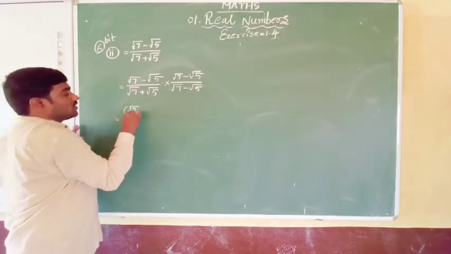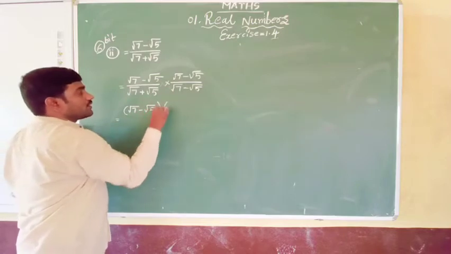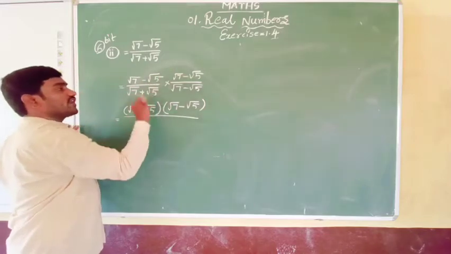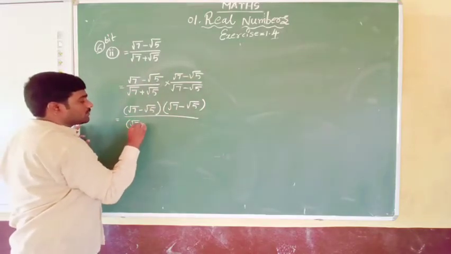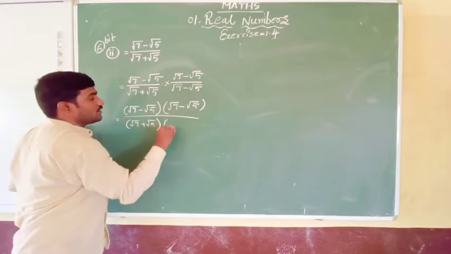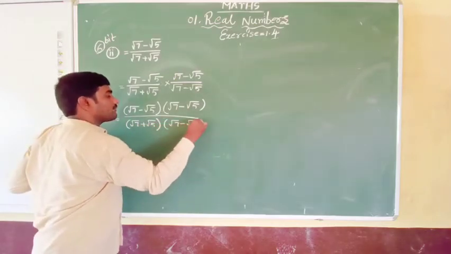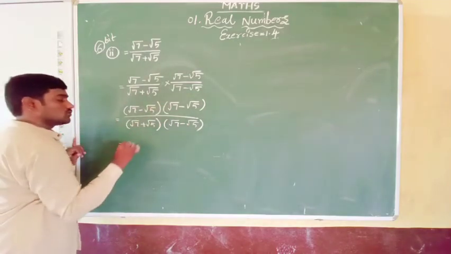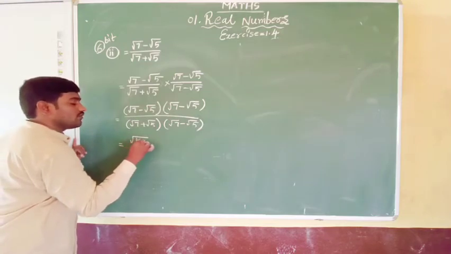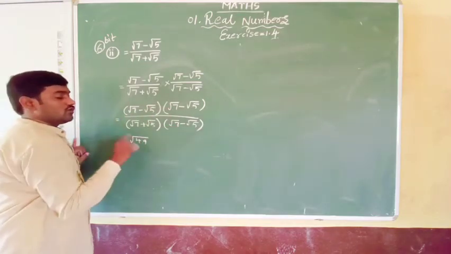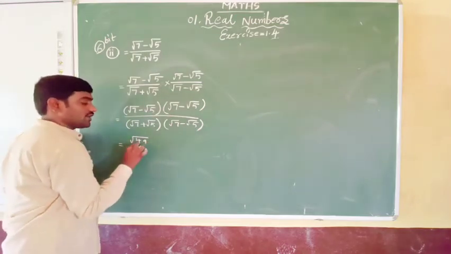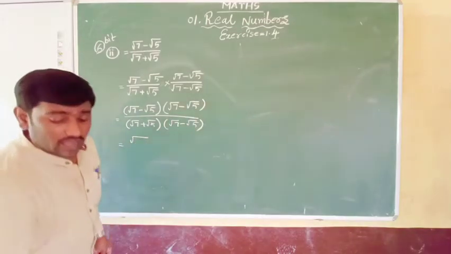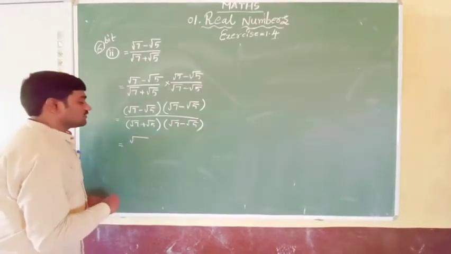We multiply the numerators: root 7 minus root 5 by root 7 minus root 5, and these two denominators, root 7 plus root 5 and root 7 minus root 5, we need to multiply now. Root 7 into root 7 is root 49, or you can write 7 square. Root 7 into root 7, that is 49, which we can also write as 7 square.